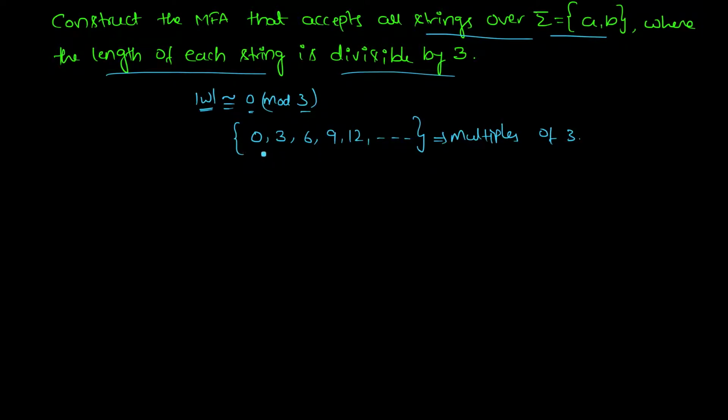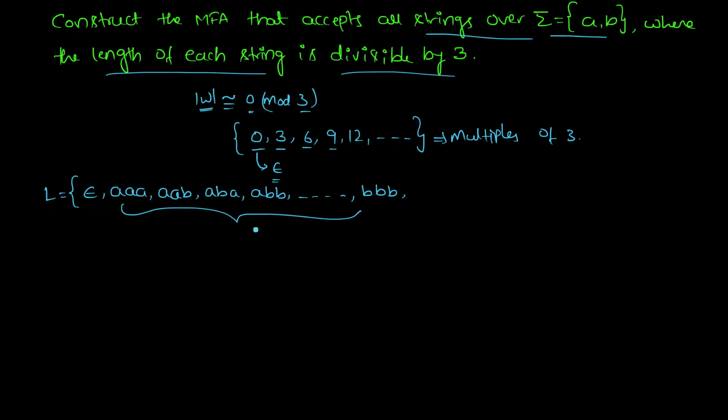Each string should be either of length 0 or 3 or 6 and so on. By looking at this, we'll have epsilon in our language, right? Because the length of epsilon is 0, which is congruent to 0 mod 3. So let's see what strings we have in this language. Epsilon, AAA, AAB, ABA, ABB, and so on, BBB. All these are of length 3.